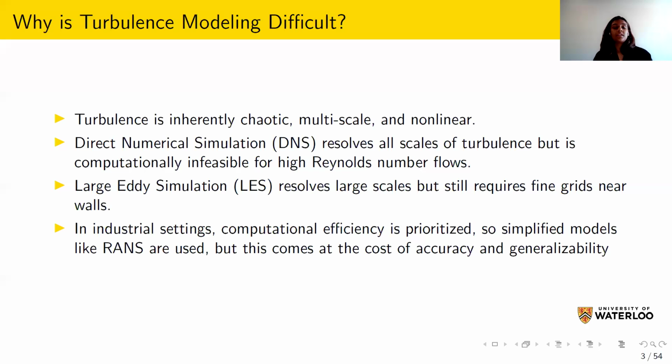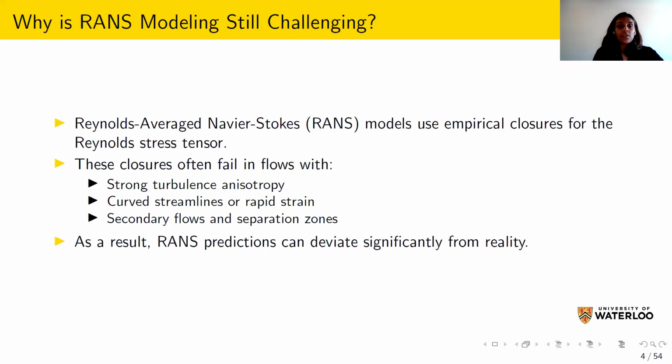But then when we come to the industrial setting, we need to prioritize computational efficiency. So simplified models like RANS, which is the Reynolds-averaged Navier-Stokes, are used, but this obviously comes at a cost of accuracy and generalizability. So why is RANS modeling still a challenge? As I mentioned, RANS models use empirical closures for the Reynolds stress tensor, which I'll get into in the next slide.